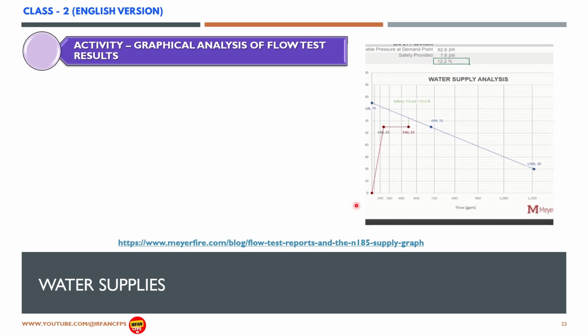Now we will try to see the graph. We have mentioned the static pressure, here the flow and the residual pressure. This is the emergency response, 20 psi pressure at 1200 GPM. We have drawn a straight line by considering all these pressures. Here we have shown the sprinkler flow and pressure. This is the hose stream allowance which we considered for the system requirements. From this graph you will be able to understand that at the demand point the graph shows about 62.6 psi. It means our system demand is well under this hydraulic curve.